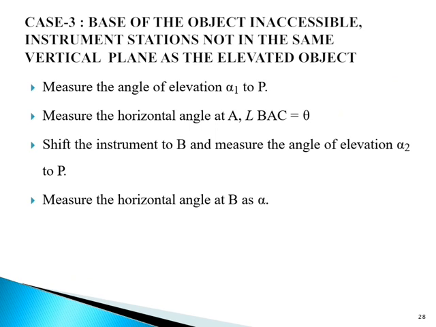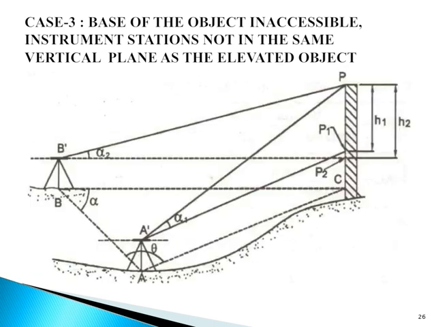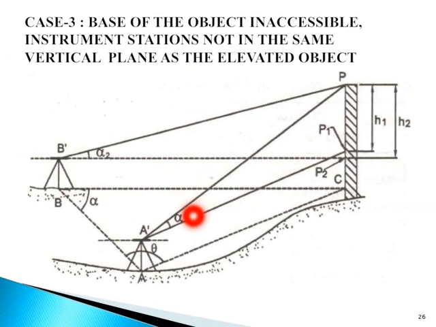Shift the instrument to B and measure the angle of elevation alpha 2 to P, and measure the horizontal angle at B as alpha. So these are all the terms. Let us see it in the image. First of all, alpha 1 will be the angle of elevation from A to P. Next, alpha 2 is the angle of elevation from B to P.